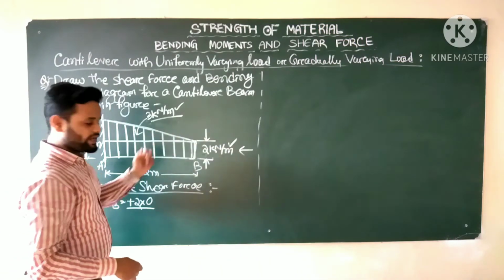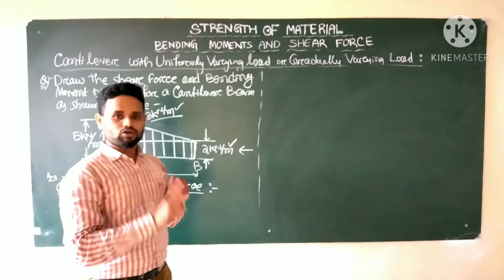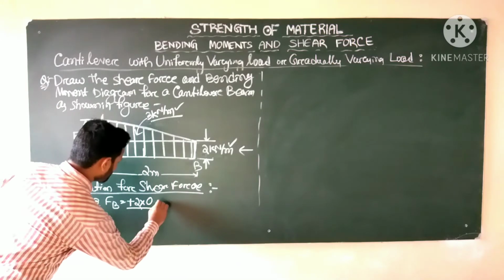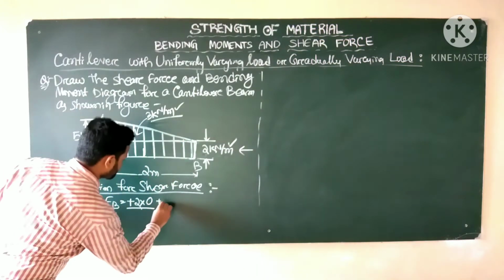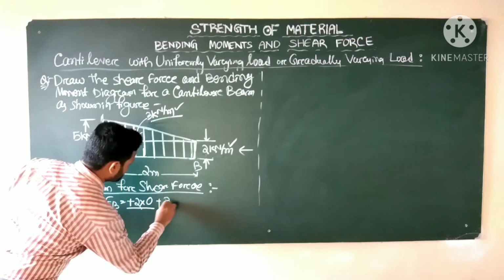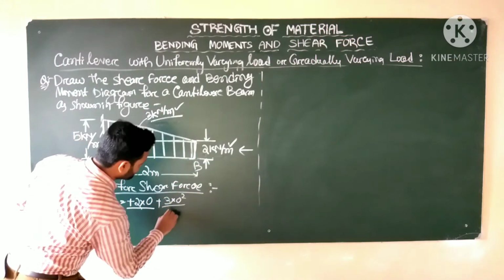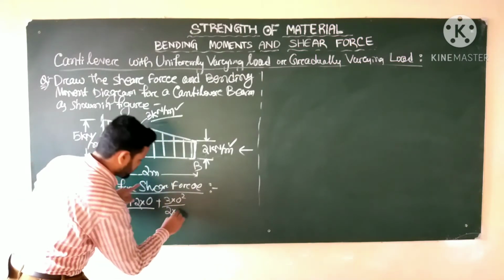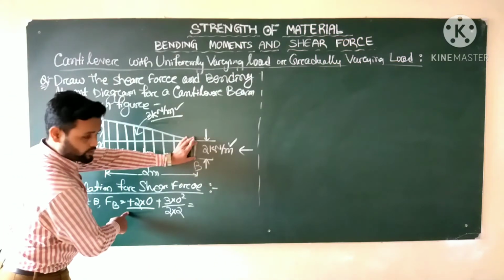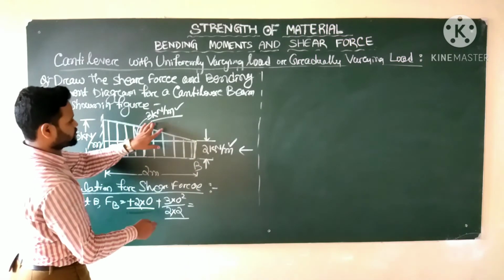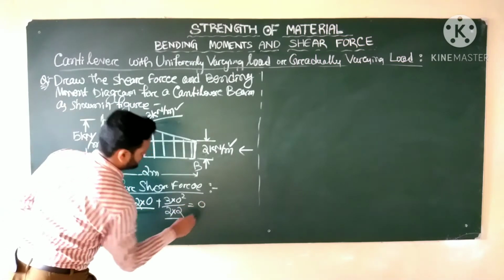Next, for UVL, the formula is plus Wx square by 2L. For UVL the weight W is 3 kN per meter. So plus Wx square, where W is 3 and x is the distance from the starting point, which is 0, divided by 2 into the length of the beam. This value is for the uniformly distributed load of 2 kN per meter, and this value is for the uniformly varying load of 3 kN per meter. 2 into 0 is 0, 3 into 0 is 0. So the total value will be 0.